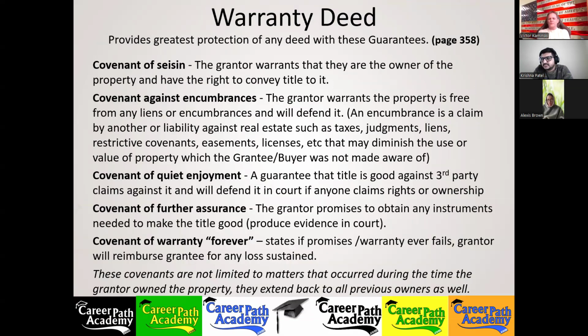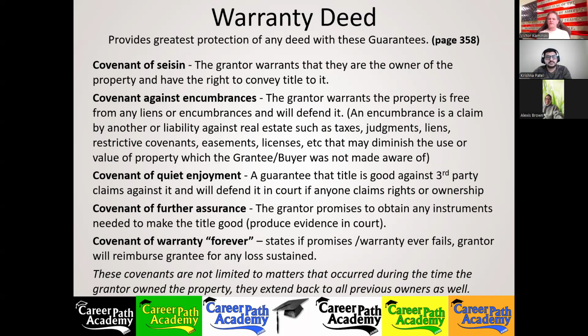So the warranty deed provides the greatest protection of any deed. So what are these warranties that are coming with it? Well, the covenant of seisin, covenant against encumbrances, covenant of quiet enjoyment, the covenant of further assurance, and the covenant of warranty forever. So let's go over these. A covenant of seisin means you're seized of the land. It's in your possession, and you have the right to convey the title to it.